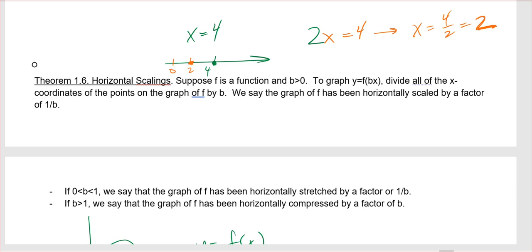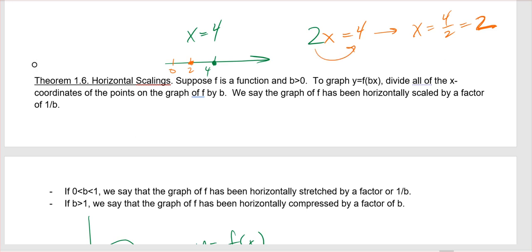So the moral of the story here is the opposite of what we think is going to happen with x is what's going to happen with x. Usually when we see something like this, we say, oh, I'm going to double what x has to be, because it's 2x. Well, the opposite is true. If I multiplied a number by x, to get x alone, we're going to have to divide, right?